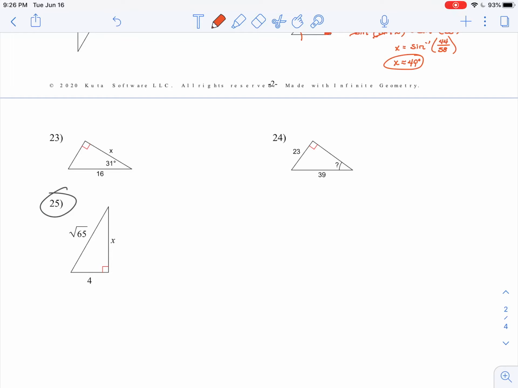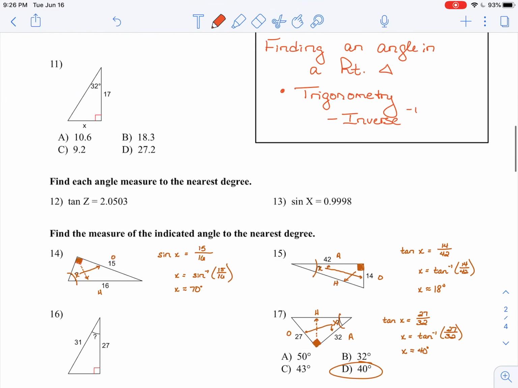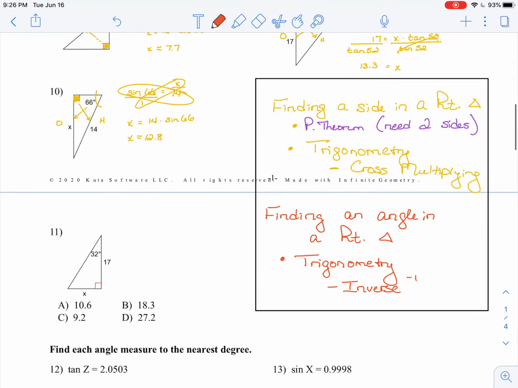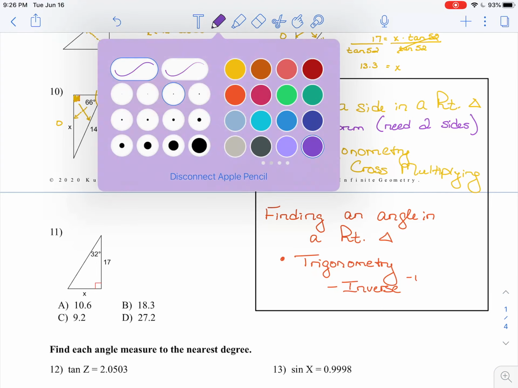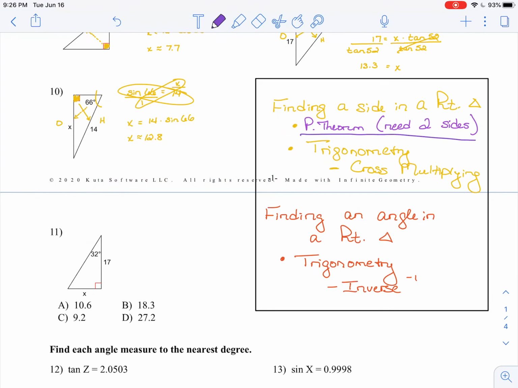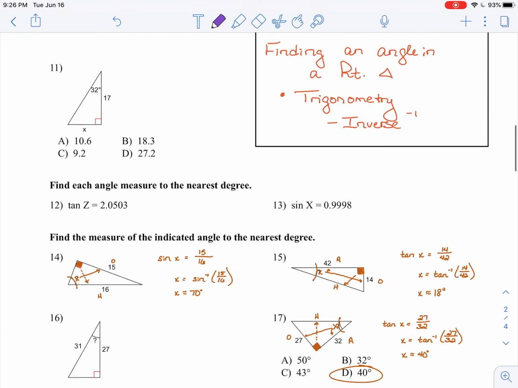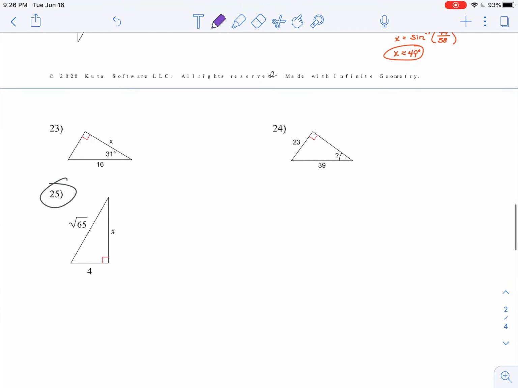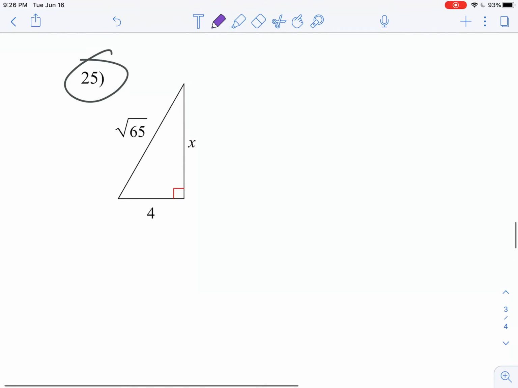So number 25, still a right triangle, but you'll notice x is a side length, but I don't know a single angle. You cannot do trigonometry without an angle. Whether you're finding that angle or you're given that angle, it's essential to have an angle for trigonometry. If instead you just have two sides, you're going to do the Pythagorean theorem. So don't forget the Pythagorean theorem still exists. Not everything will be trigonometry.